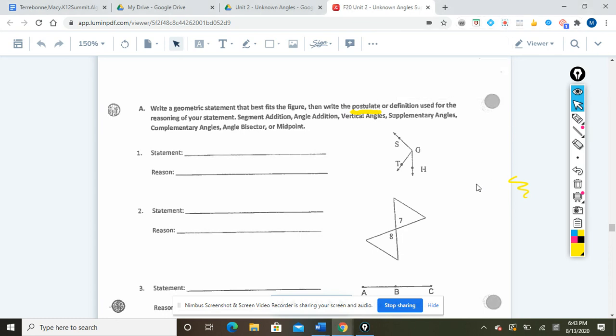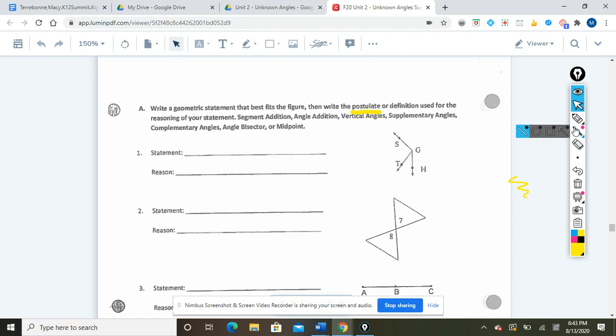So it says, write the postulate or definition used for the reasoning of your statement. Segment addition, angle addition, vertical angles, supplementary angles, complementary angles, angle bisector, or midpoint. Most of these we learned either in lesson 6 or when we went over those terms on the first day, besides segment and angle addition. So we're going to talk about those as we get to them.